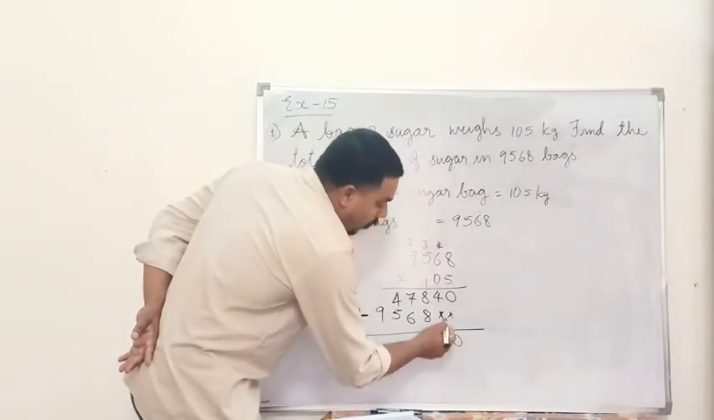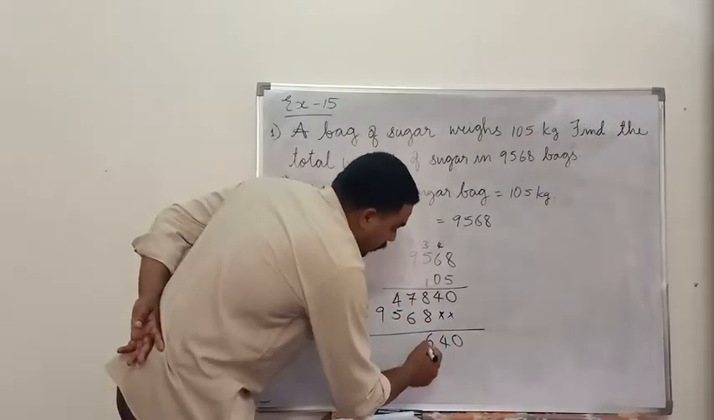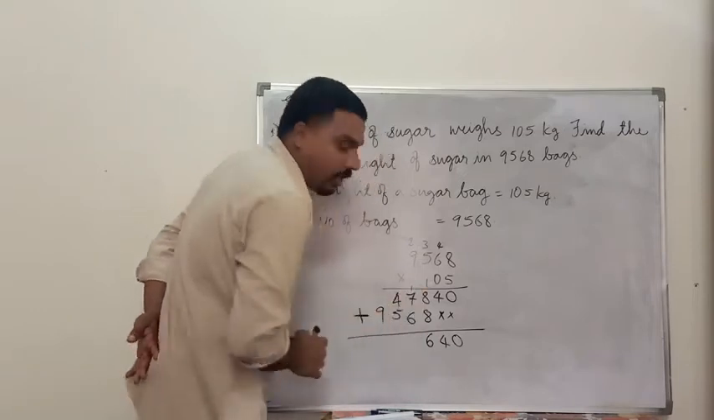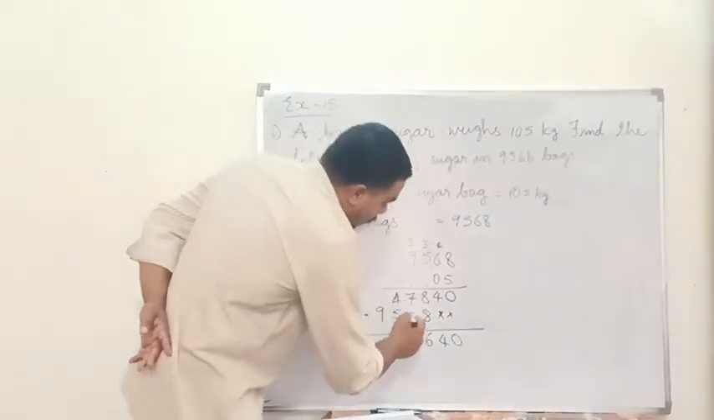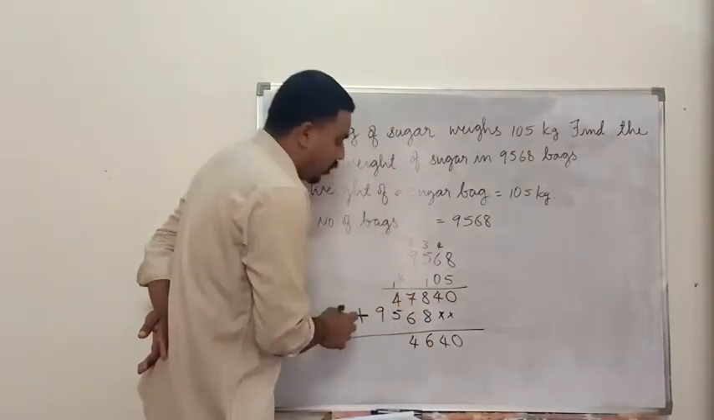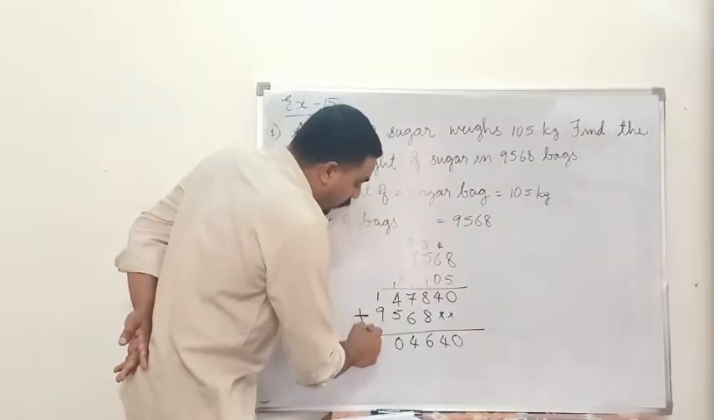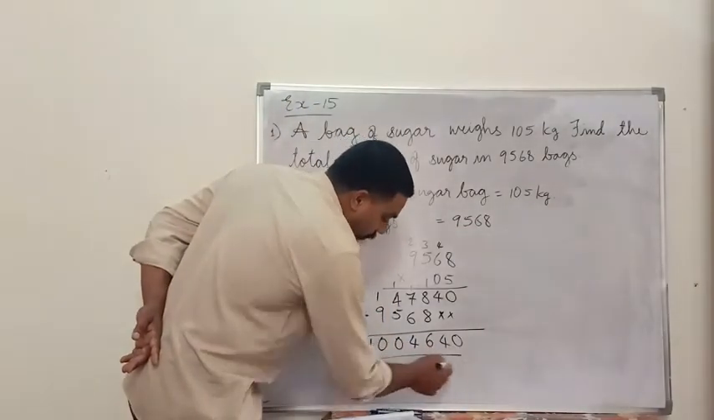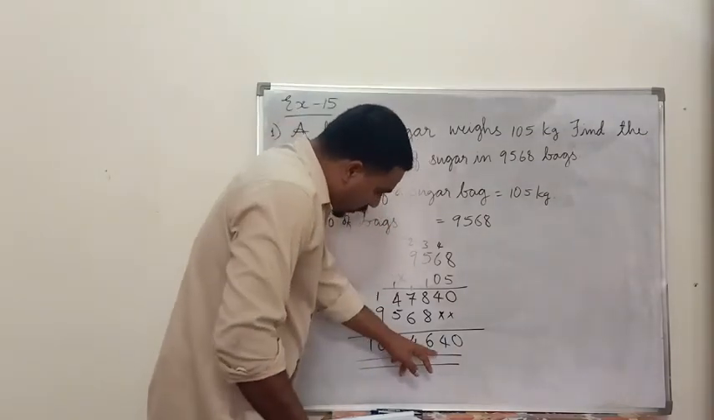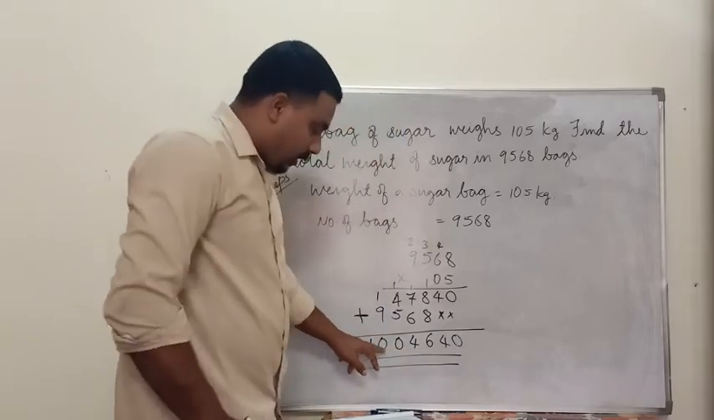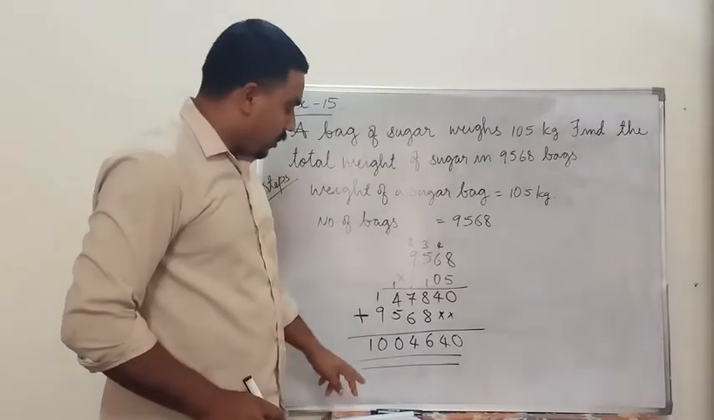So write 0, 4, 8 plus 8, 16. 1 we have to regroup. Now it is 8. 8 plus 6, 14. 1 we have to regroup. 5 plus 5, 10. 1 we have to regroup. 9 plus 1, 10. Okay. Here we have got ones, tens, 100, 1000, 10,000, lakh, 10 lakh. 10 lakh 4,640 we have got as the product.